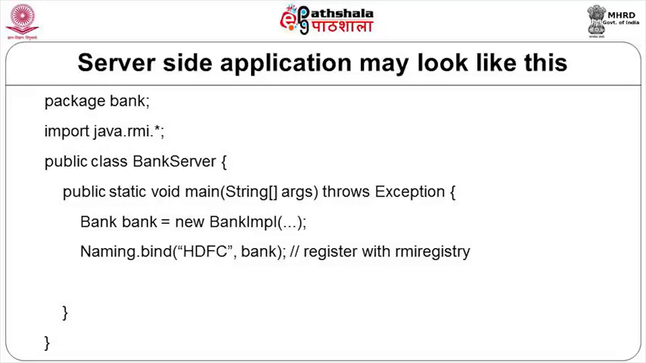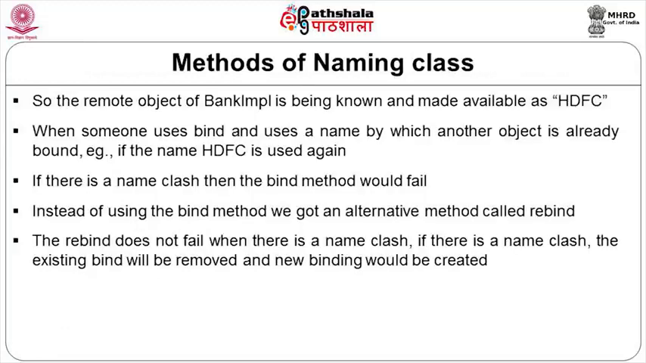Another method in Naming, okay, but now one more point here. When someone says bind and is using a name like HDFC, that name is being used. Now if someone else on that same machine tries a bind method and gives the same name, HDFC, there is a name clash and the bind method would fail. So the first parameter, the string which you are using, has to be something which is not already in use. Many times what happens is maybe you restart the same application but you use the same name again, and therefore your bind method is going to fail.